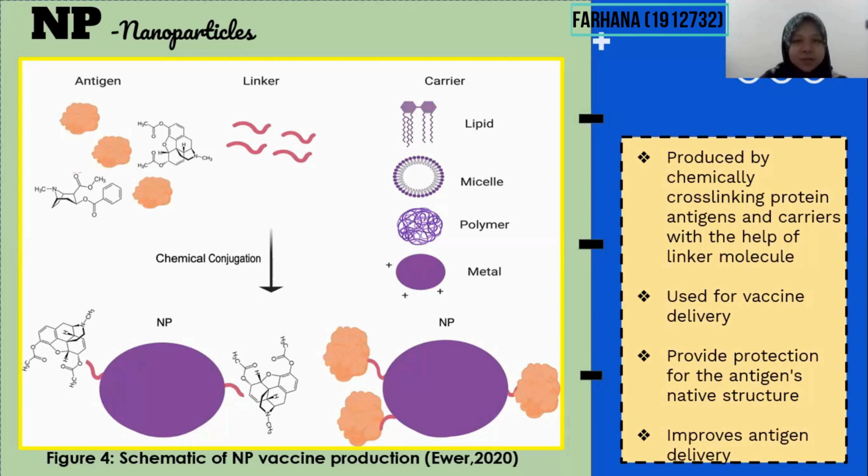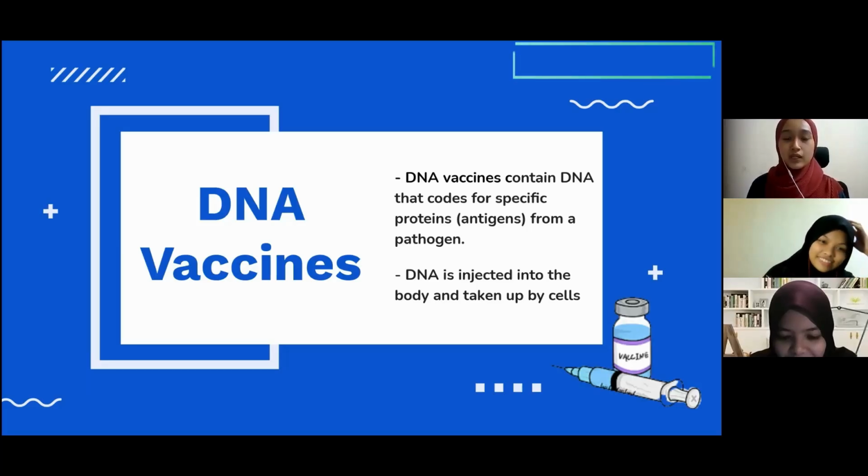Nanoparticles provide protection for the antigen's native structure by encapsulating antigens within nanoparticles during transportation to target cells. Nanoparticles also improve antigen delivery to antigen-presenting cells and enhance duration of antigen presentation to immune cells by decorating nanoparticle surface with antigens. Okay, so next I will move to the next part, which is DNA vaccines.